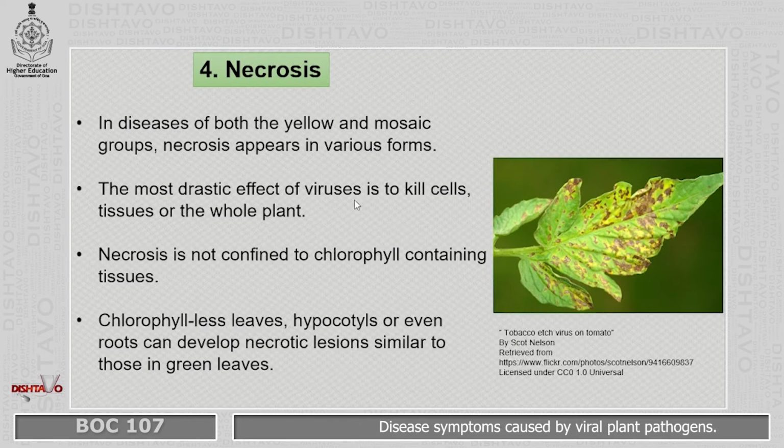The fourth symptom being necrosis. In diseases of both the yellow and mosaic group, necrosis appears in various forms. The most drastic effect of a virus is to kill the cells, tissue or the whole plant. Necrosis is not confined to chlorophyll containing tissues. In fact, even chlorophyll-less leaves, the hypocotyl region or even roots can develop necrotic lesions similar to those in green leaves. So if you see over here, you can see those brown patches on the leaves, which are going to increase over a period of time.